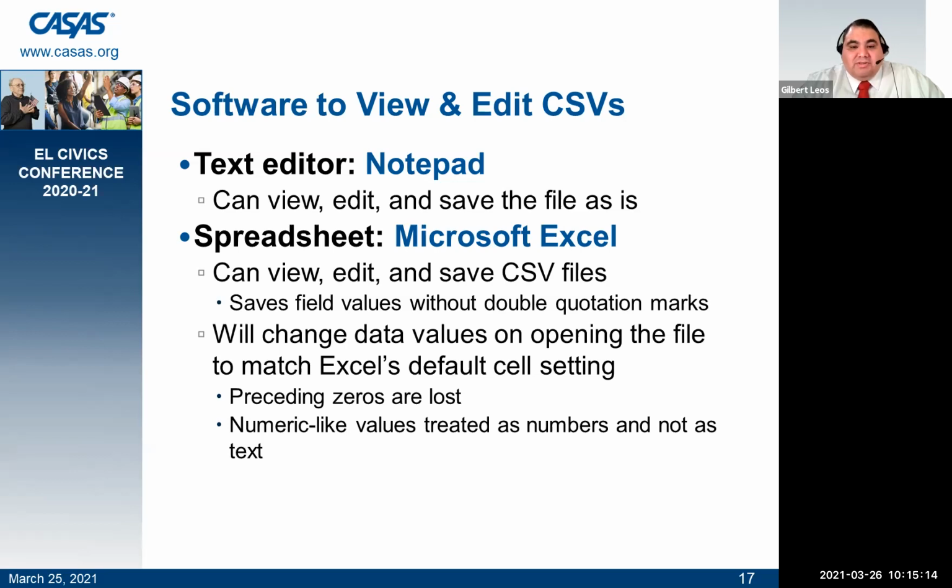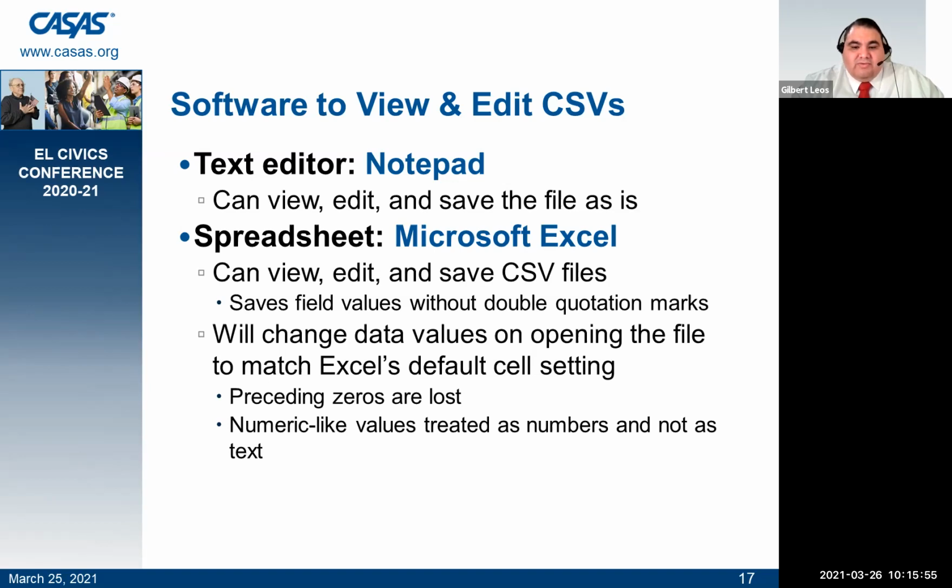Again, the only issue with Excel in terms of opening CSV files is that when Excel opens it, it typically changes the values of that CSV file to match Excel's default cell settings. Typically, it's a General setting, and what you'll lose are the preceding zeros. You'll see those go away. Numbers are now treated as numbers; they're not treated as text.